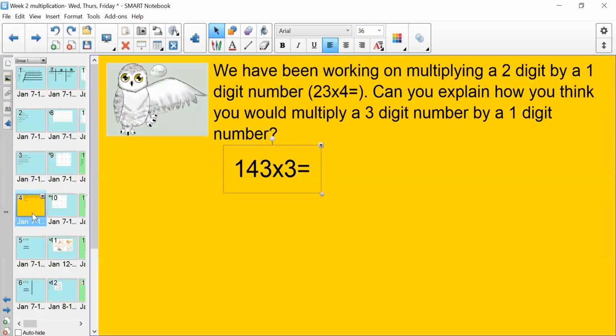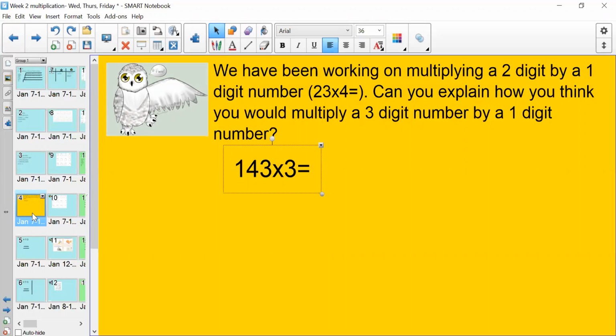Okay, so our big question today is, we have been working on multiplying a 2-digit by a 1-digit number. So for example, 23 times 4. So can you explain how you think you would multiply a 3-digit number by a 1-digit number? If you're at school, you can speak to a partner, or if you're at home, you can speak to somebody or have a thought to yourself of how you would multiply a 3-digit number by a 1-digit number, and then have a go at the sum at the same time.